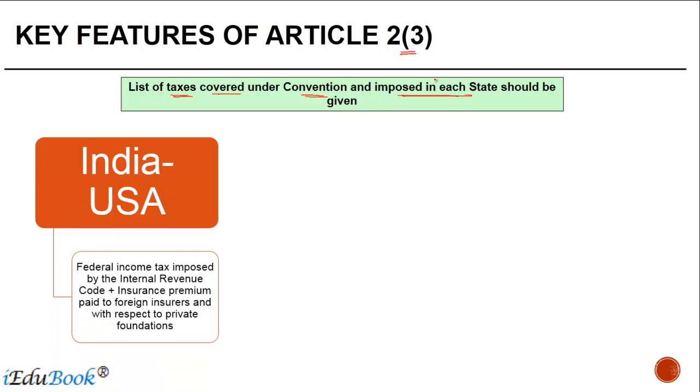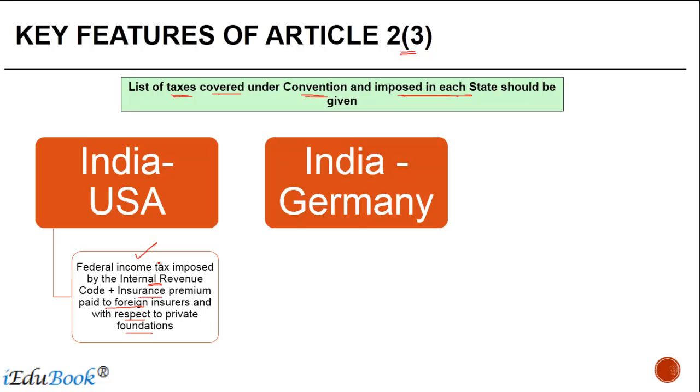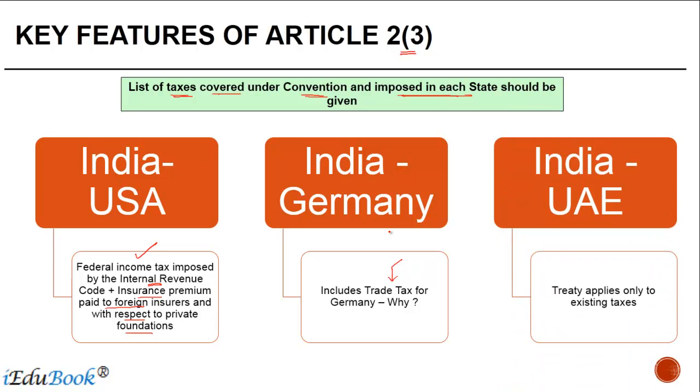If we look at the India-US Treaty, it says the federal income tax imposed by the Internal Revenue Code plus insurance premium paid to foreign insurer and with respect to private foundation. When we looked at the Indian-German Treaty, it includes trade tax. And the reason I told you is that this trade tax has characteristics which are similar to income tax. It's based on income and not the sales turnover. India-UAE, it says it applies only to the existing taxes. So these are some of the variations that you need to find out.